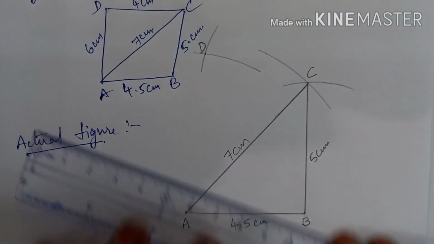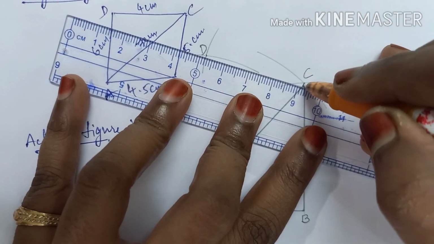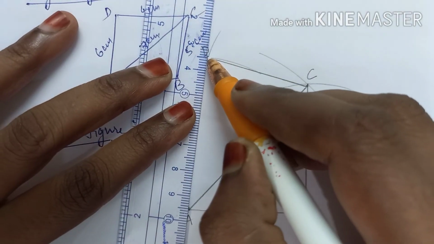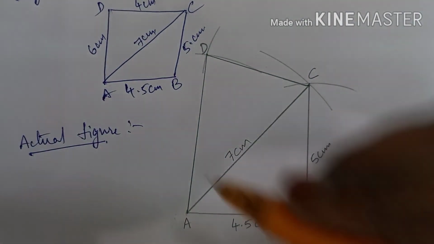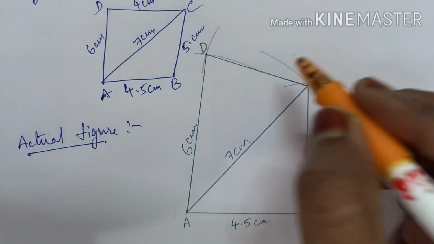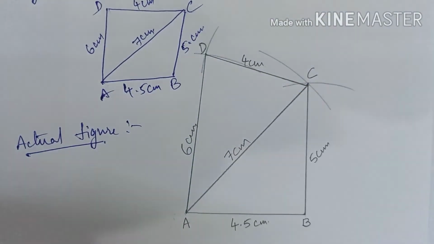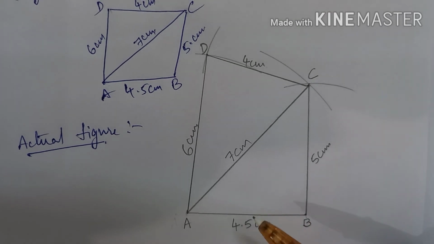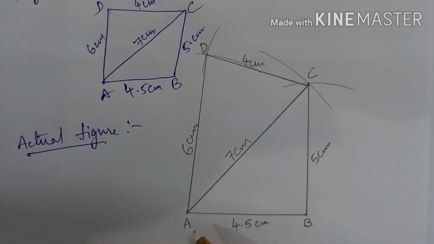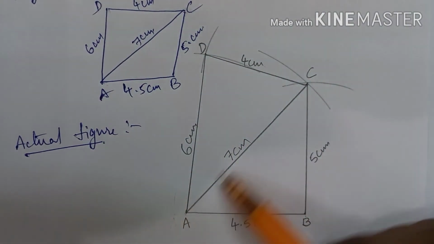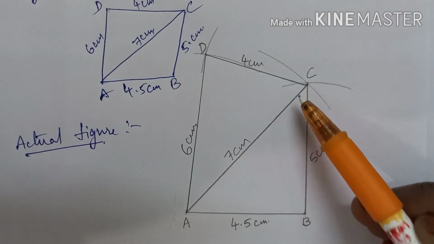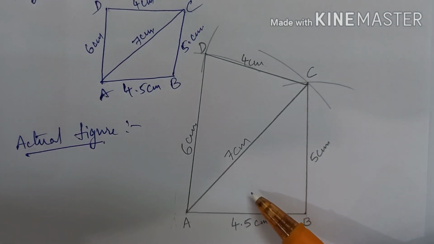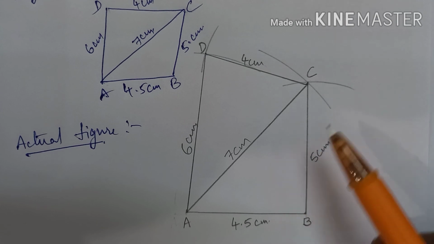Now join CD and AD. So AD is 6 centimeters and CD is 4 centimeters. See children, the quadrilateral is ready. The quadrilateral is ready with the given measurements, that means with 4 sides and 1 diagonal. Okay children. For this, write down the construction steps in your own words.